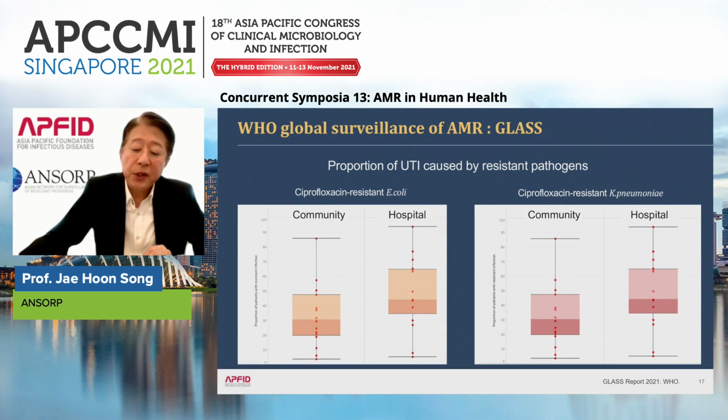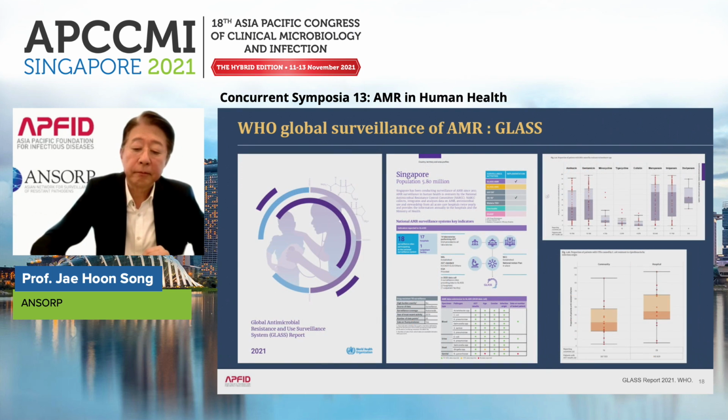Also, GLASS analyzes the difference of AMR status between community and hospitals. As shown here, UTI caused by Cipro-resistant E. coli and Klebsiella pneumoniae were more common in the hospitals than in the community. You can find more details in the GLASS report, which also provides the current status of AMR surveillance system in individual countries. This is an example of Singapore in the GLASS report.